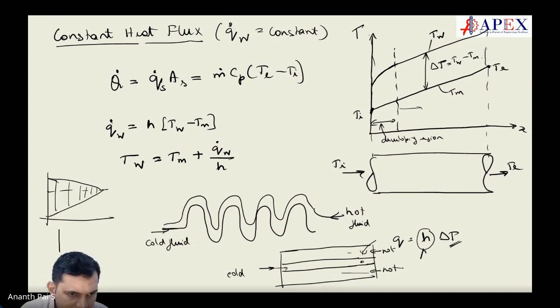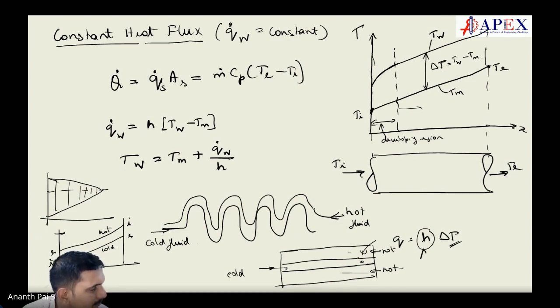Now, in case it is the cold fluid here, the cold fluid is increasing the temperature. In the second case, what happens? It comes from here. The hot fluid is decreasing the temperature. This is the entry, this is the inlet. This is the exit. This is the inlet, this is the exit. This is the hot fluid. This is the cold fluid. Make sense?